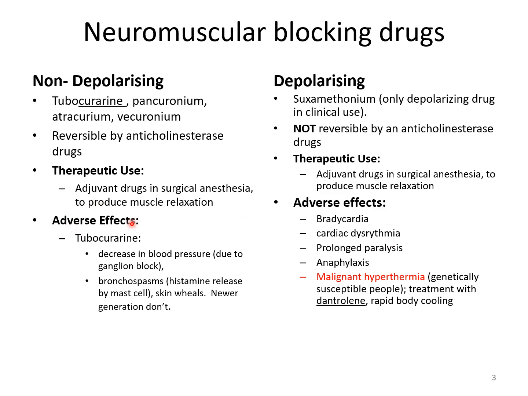And for the adverse effects of non-depolarizing, such as tubocurarine, it decreases blood pressure, and it can also cause bronchospasm, while the adverse effects of the depolarizing are as listed here. And malignant hyperthermia is different. It makes it very different from the adverse effects of non-depolarizing.